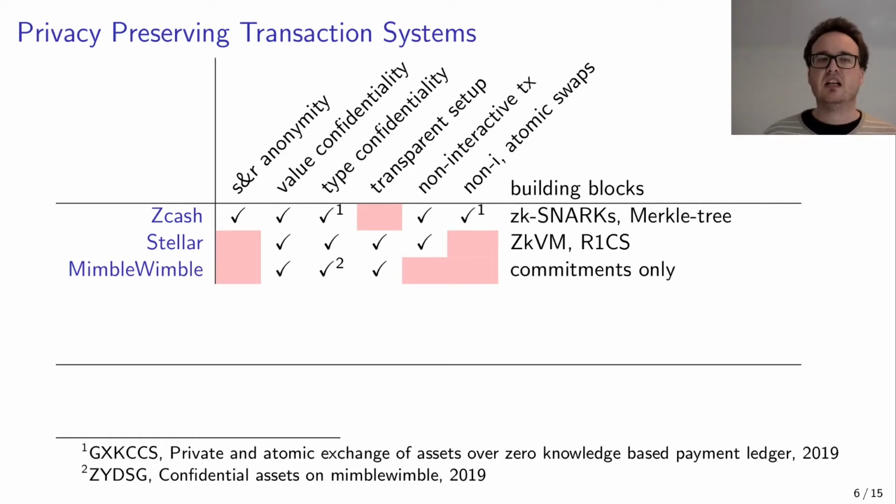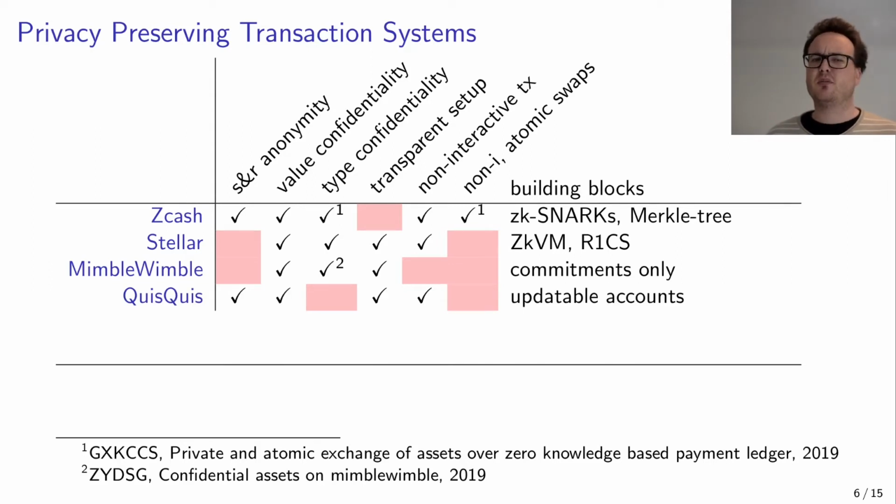Mimblewimble is awesome. It's super scalable, efficient. It has no accounts and thereby achieves kind of sender and receiver anonymity. The problem there is that we have interactive transactions, so you need to talk to the recipient, and then you can do a lot more fancy stuff.